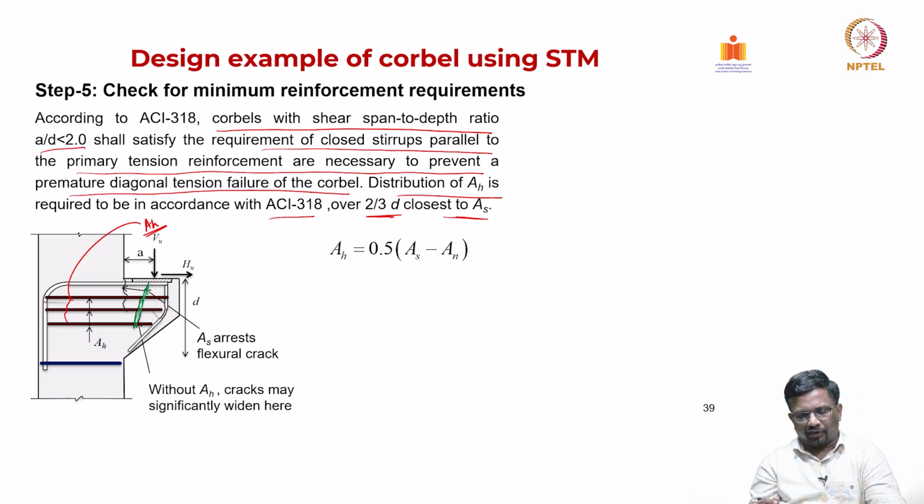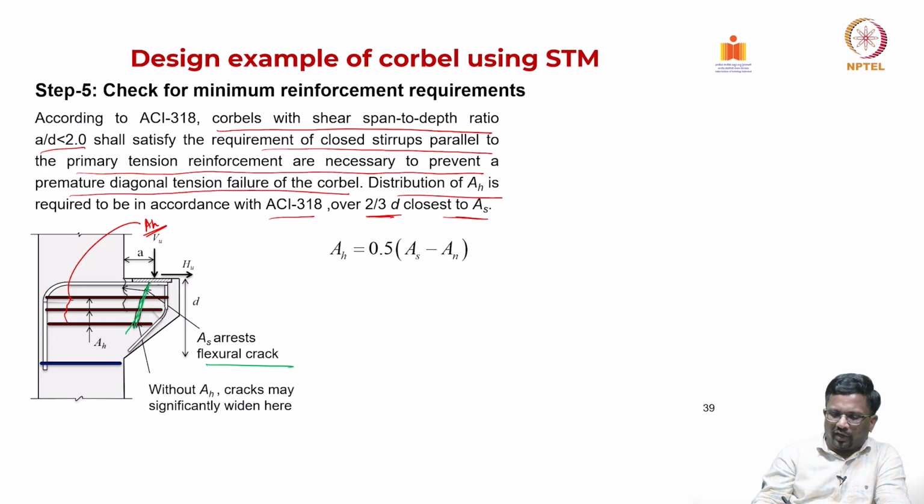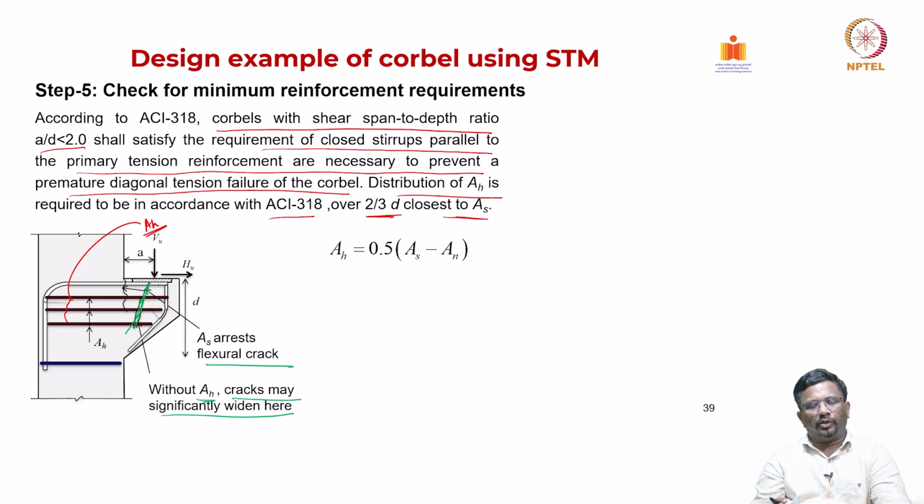The tension tie that we have is actually arresting this flexural crack, but there is also a chance that it may fail like this in diagonal tension. So, the code wants you to put some additional steel. What is that additional steel? Now, if you do not have this Ah, the crack width may significantly widen, and the diagonal shear crack can propagate very quickly and lead to brittle failure. We do not want that, right.